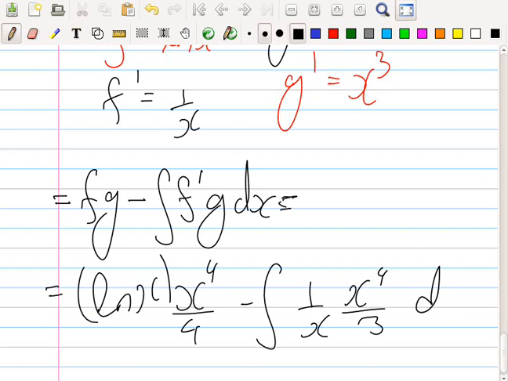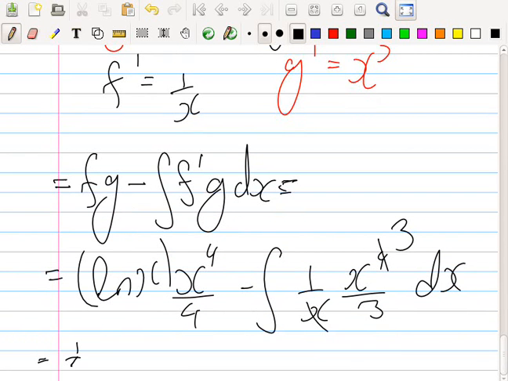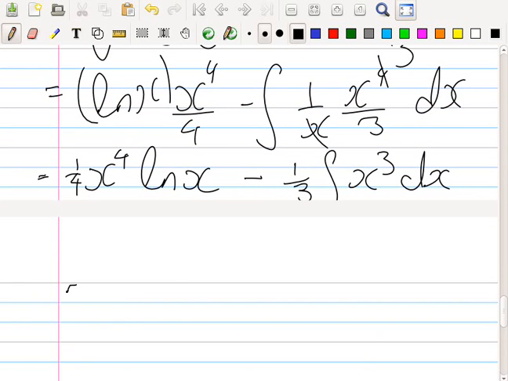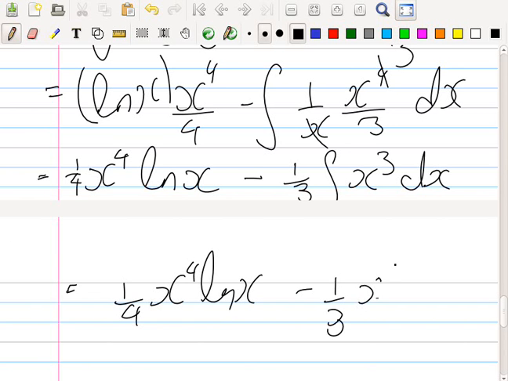Now that's really nice because what happens here? That cancels that to make 3. So your problem becomes this: a quarter x to the 4 log x, I'll scroll up now, don't worry. A quarter x to the 4 log x minus a third antiderivative of x cubed dx, which then equals a quarter x to the 4 log x minus a third x to the 4 over 4, and then you put the two limits in, 1 and e.